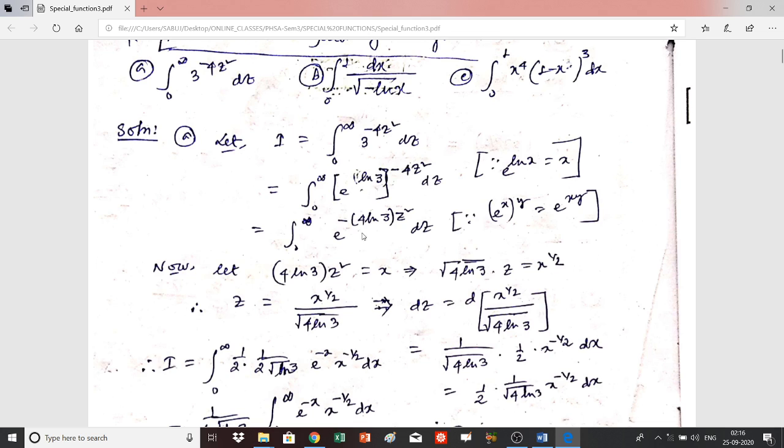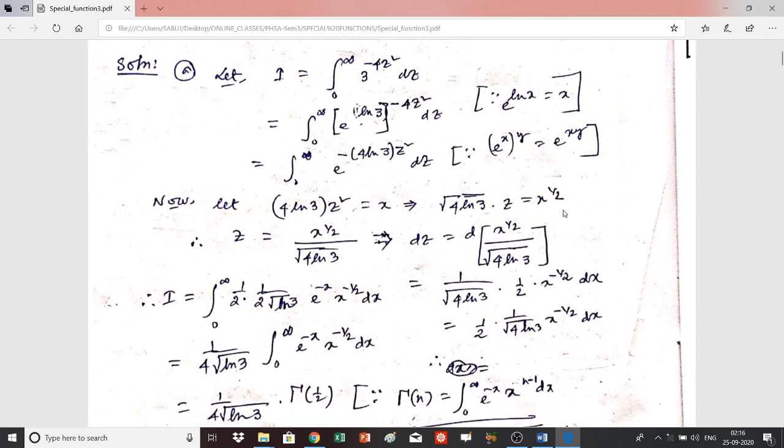Now this can also be written as e to the power minus 4 log 3 z square dz, because you know that e to the power x to the power y is equal to e to the power xy. So we come to this expression, that is I equals the integral from 0 to infinity of e to the power minus 4 log 3 z square dz.